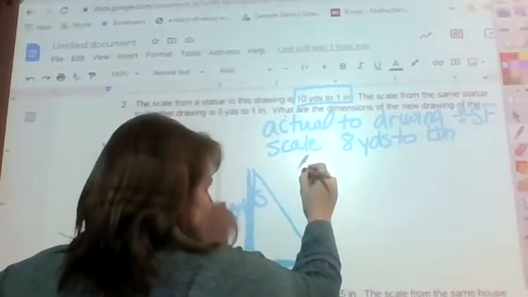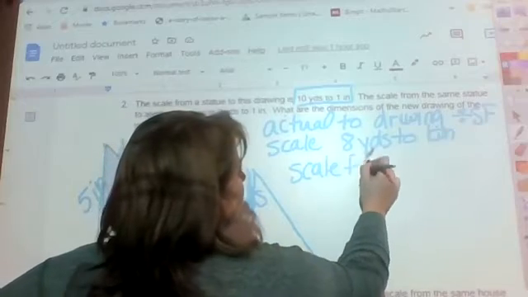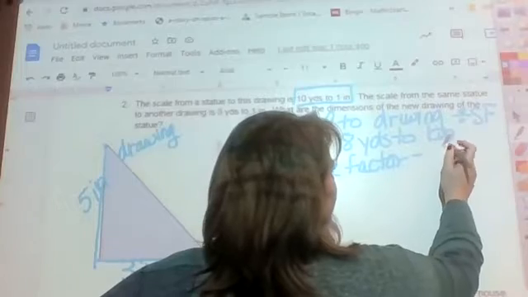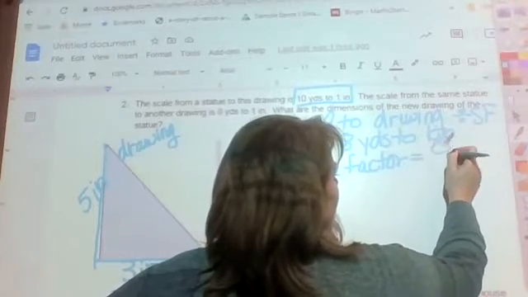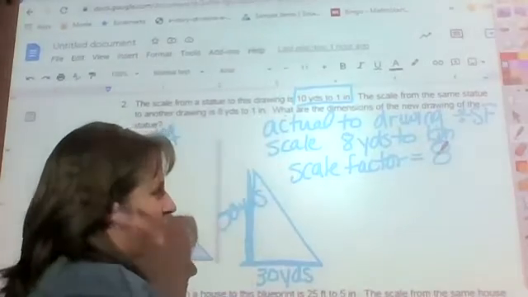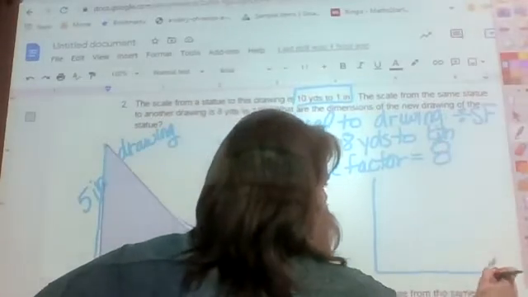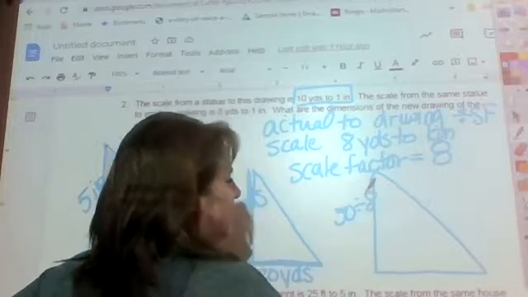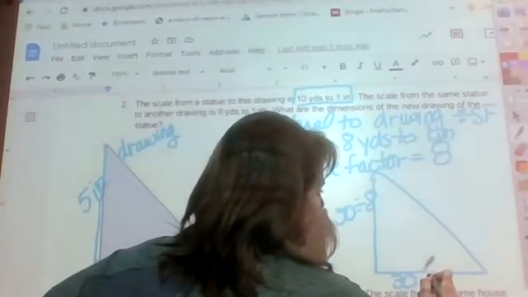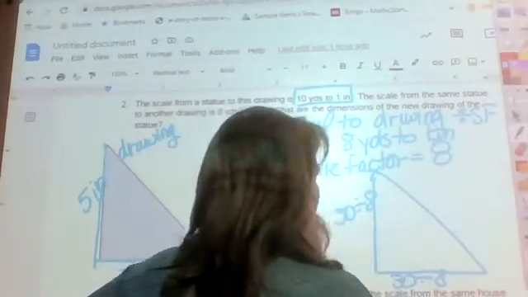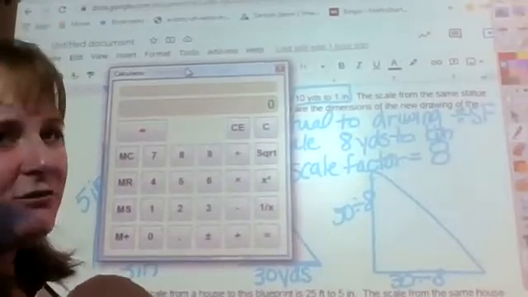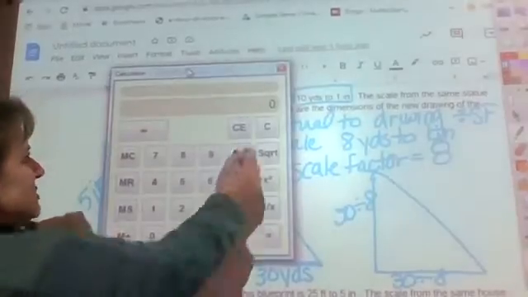Okay, so next, let's find our scale factor. If our scale is 8 yards to 1 inch, our scale factor is plain old 8. So here's what we're going to do. Here's our new drawing. We're going to go 50 divided by 8 for this side and 30 divided by 8 for this side. So I'm going to have the help of my handy dandy calculator. And you guys remember, you can use your calculators too, because I'm not grading you on whether you can divide numbers. I'm seeing if you can find your new dimensions.